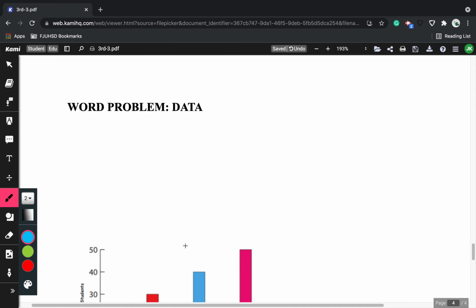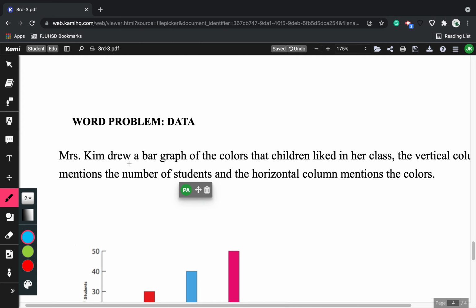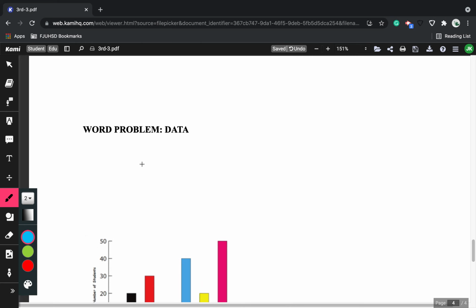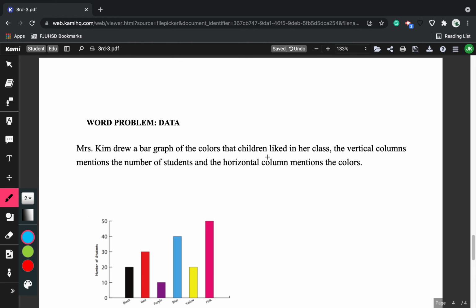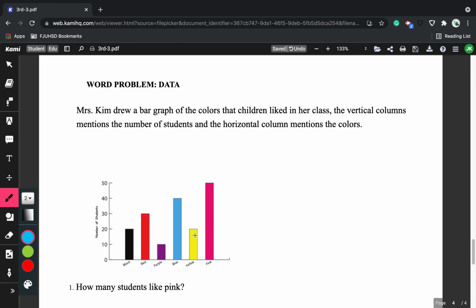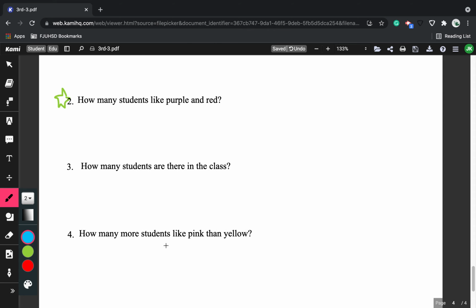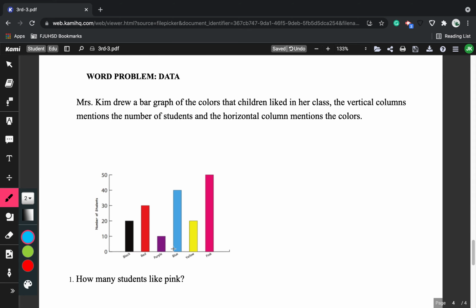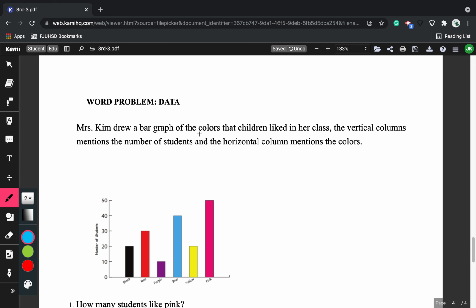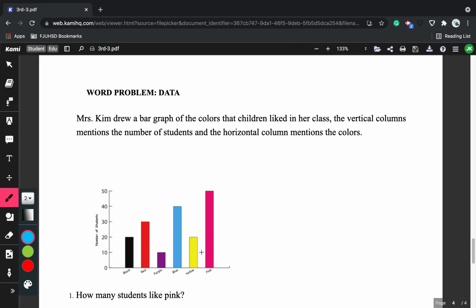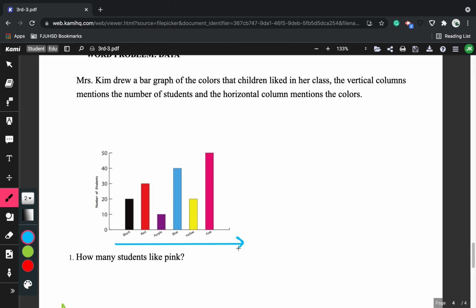Word problem. Mrs. Kim drew a bar graph. Always, oh yeah, also read word problems, always. And this one, you need this graph to do all the other questions. So, Mrs. Kim drew a bar graph of the color that children like in her class. The vertical column mentions the number of students, and the horizontal column mentions the color. This is horizontal, and this way is vertical.